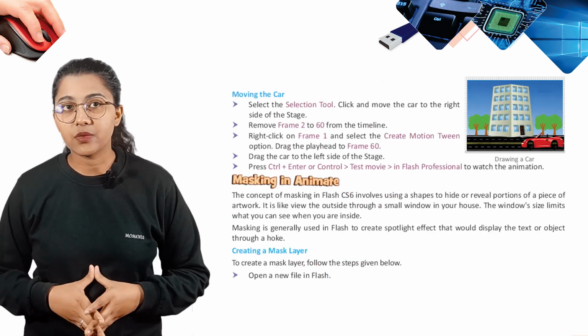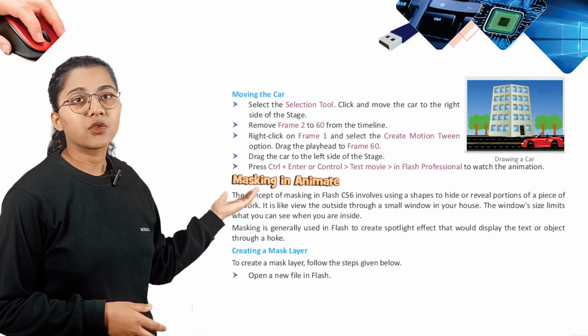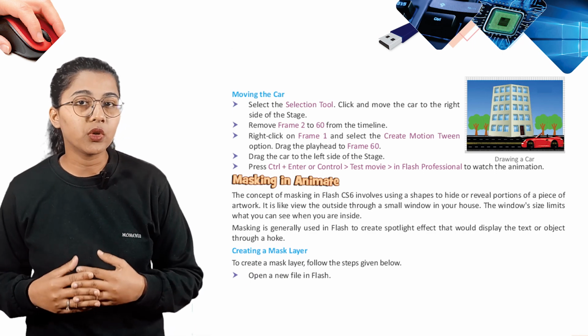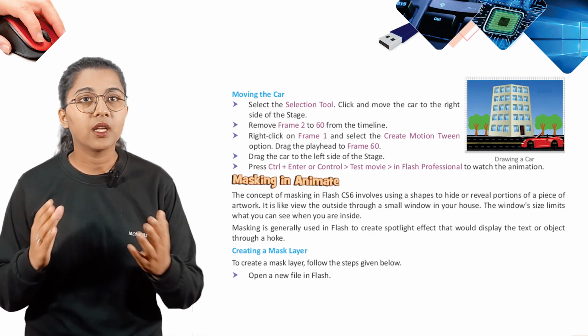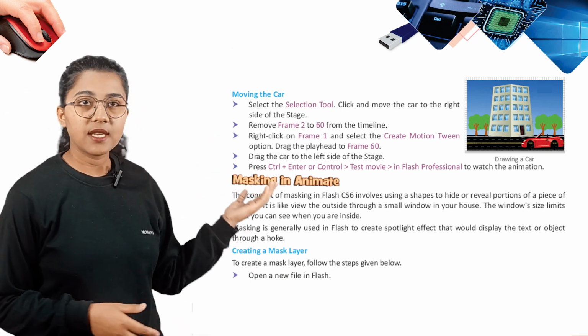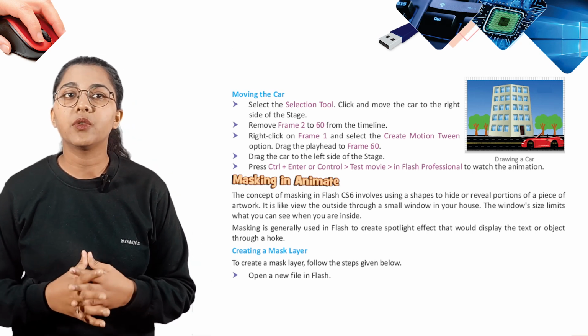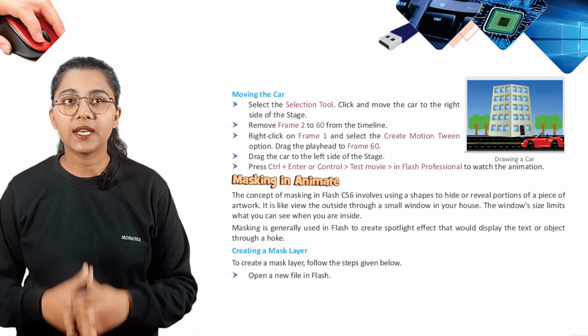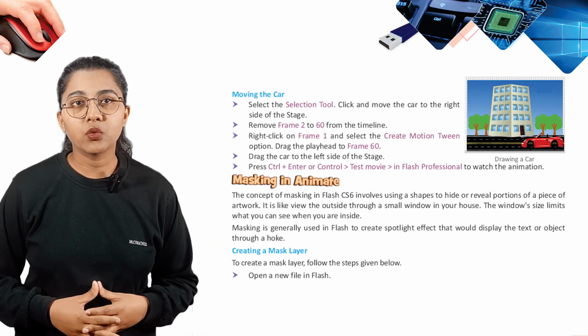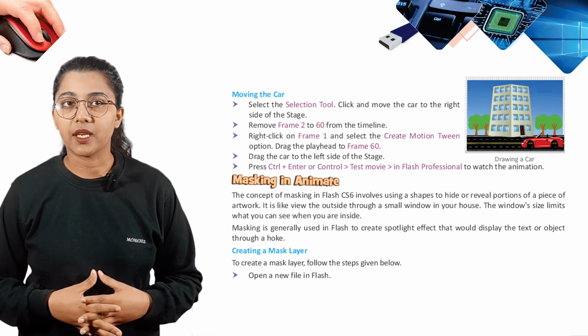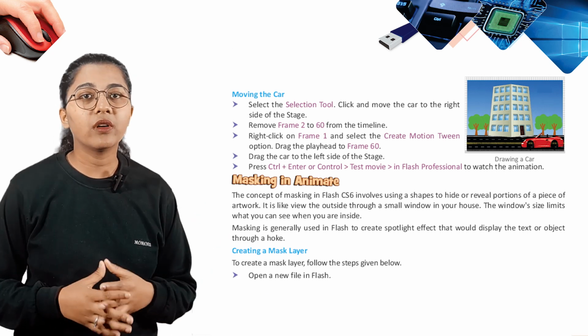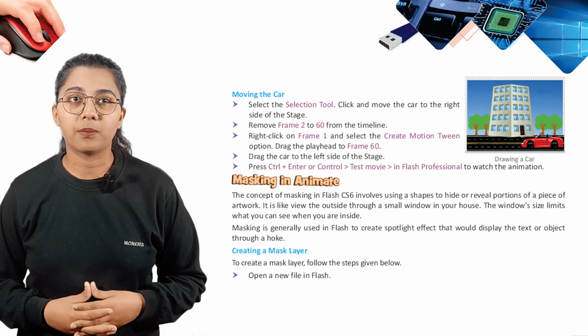Now students, let's read about moving the car. So in this topic, we are going to learn how we will move our car. So let's read these steps. Firstly, select the selection tool, click and move the car to the right side of the stage. Then next, rename frame 2 to 60 from the timeline. Then next, right click on frame 1 and select the tween option.